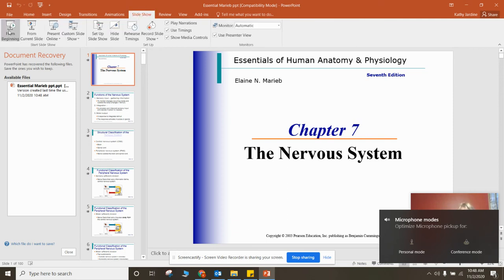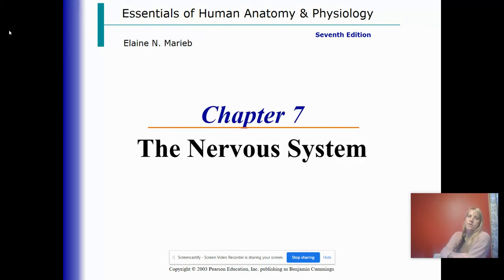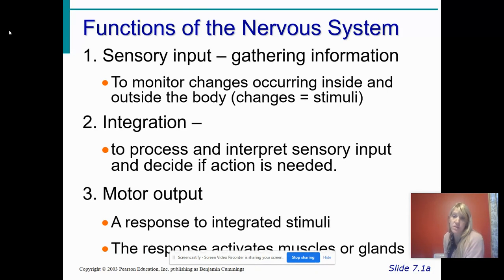Hi, so I'm going to be talking about the nervous system, which is chapter 7. First, we will review the main concepts of what the nervous system does. Sensory input uses your senses to gather information. Is it really bright? Do your pupils need to get smaller? Is it really cold? Do you need to have goosebumps? That type of thing. Is there a threat coming at me? This marker's coming at my face, I need to blink.